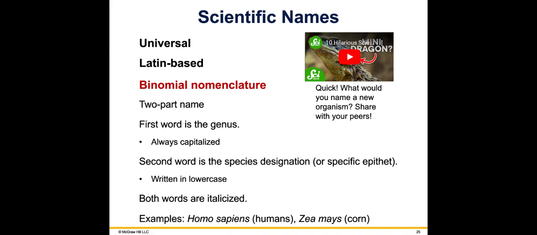So a great example for humans is Homo sapiens, and we see the H is capital, the S is lowercase, and both words are italicized. If I was writing this in print, like I put it in my notes, instead of italicizing it, I could underline it. Same thing for corn, it's Zea mays.